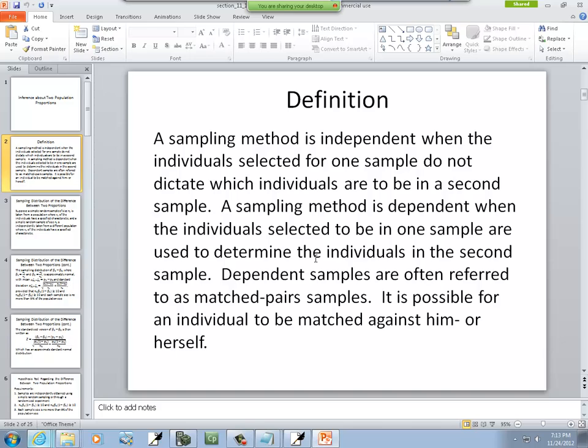A sampling method is independent when the individuals selected for one sample do not dictate which individuals will be in a second sample. A sampling method is dependent when the individuals selected to be in one sample are used to determine individuals in the second sample. Dependent samples are often referred to as matched pair samples. It is possible for an individual to be matched against him or herself. We'll talk more about that later.